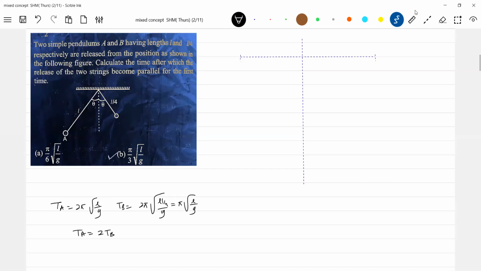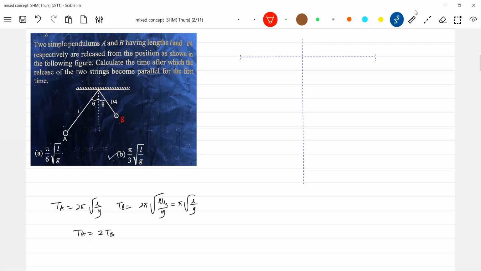By the time B completes one oscillation, A will complete two oscillations. Calculate the time after which the release of two strings becomes parallel for the first time. Means where they'll be at the same position. Where they will be, at mean position or at any other point, we don't know. Altogether, we have to calculate the time.